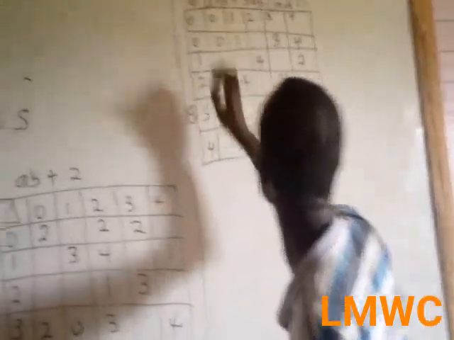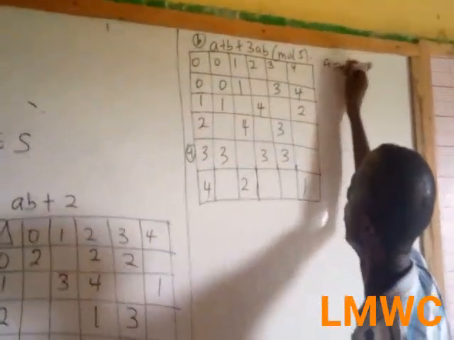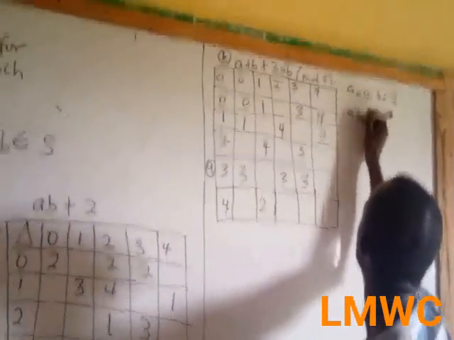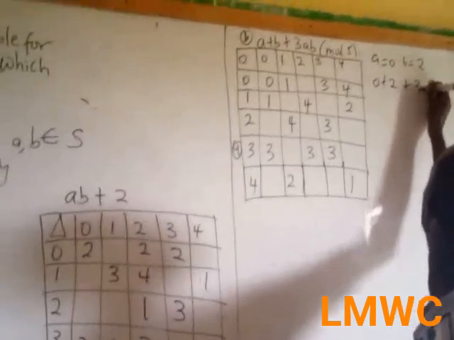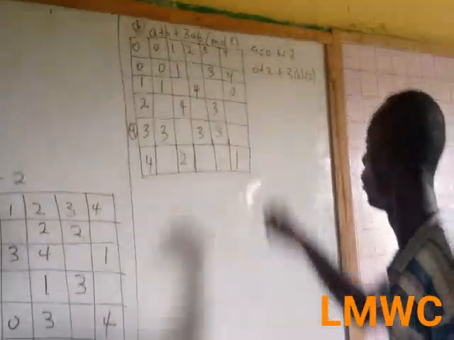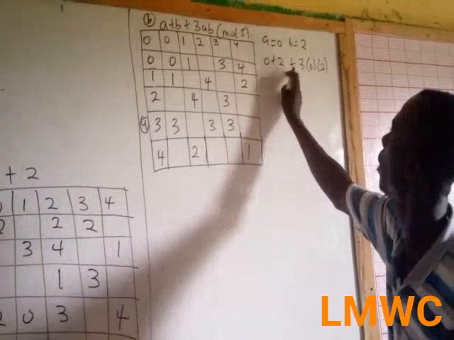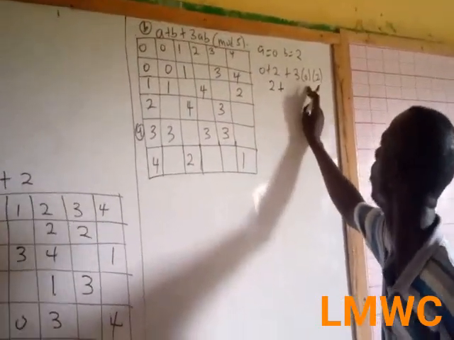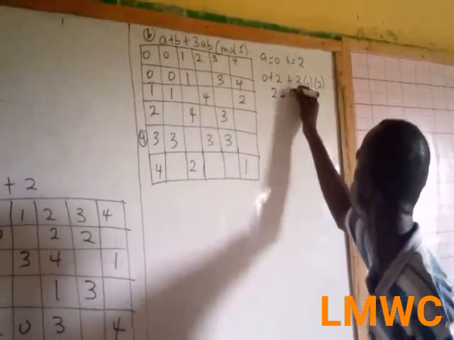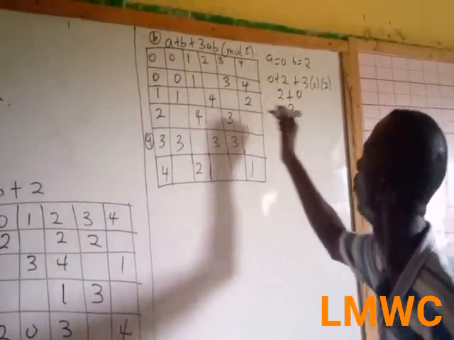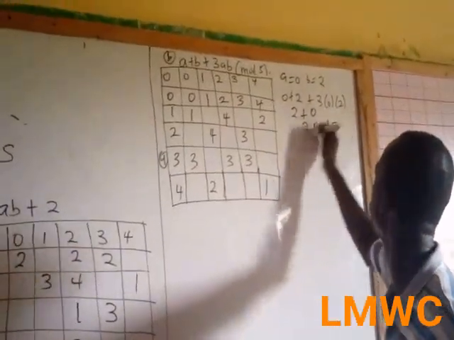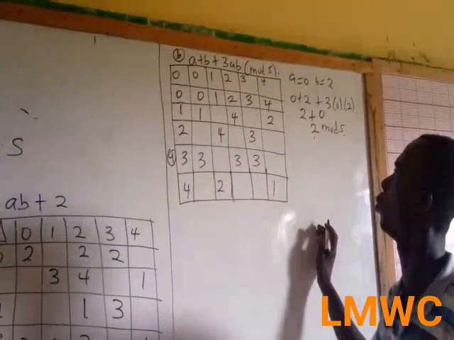So A, B. What is A? A is 0, B is what? 2. A is 0, and B is 2. So 0 plus 2 plus 3 times 0. So we have 0 plus 2 is 2, plus 3 times 0 is 0, and 0 times 2 we have 0. So 2 plus 0 we have 2. So our answer is 2, because 2 mod 5. This 2 is less than the mod, so you write the 2.